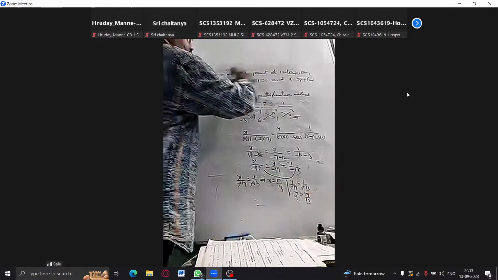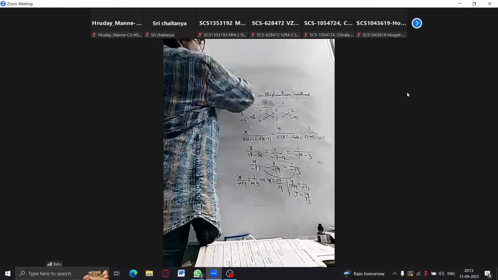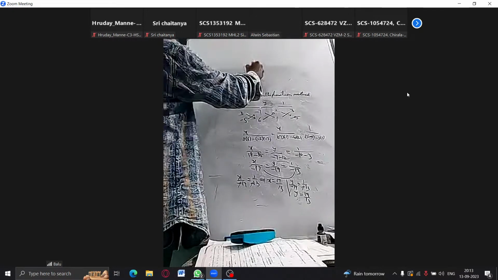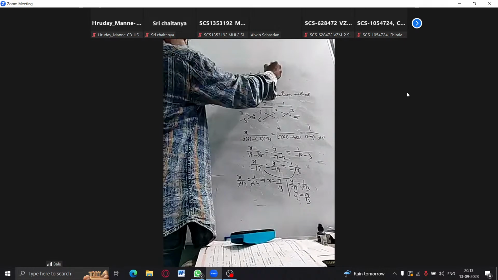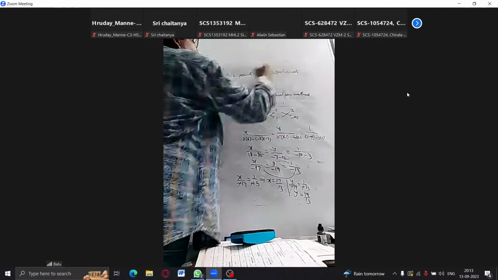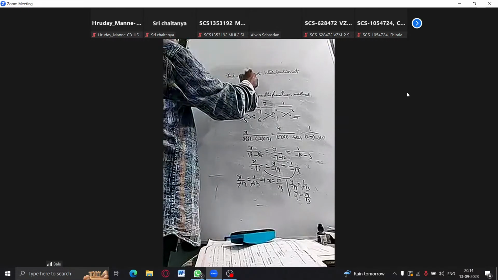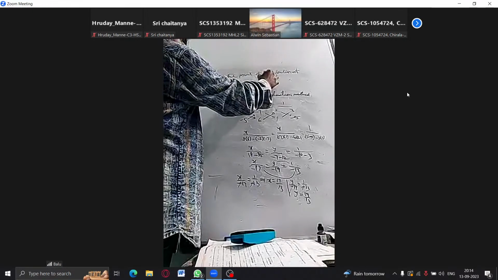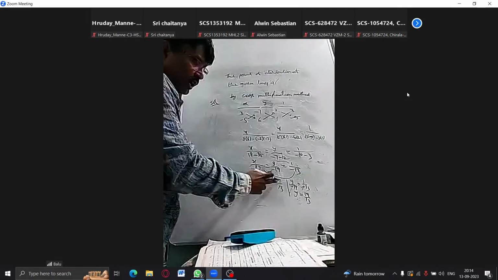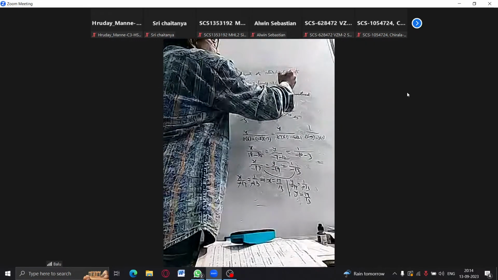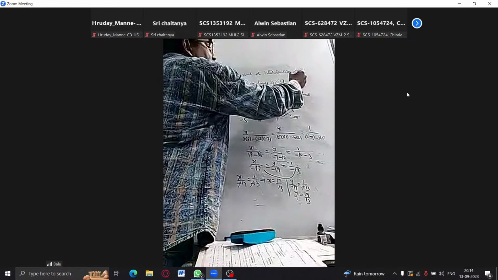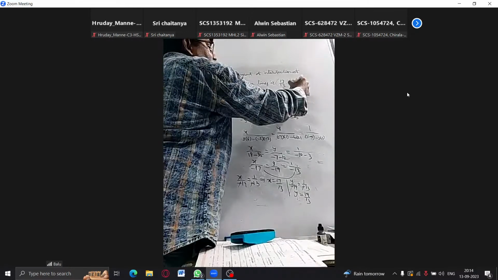So finally, the point of intersection of the given lines is: x coordinate is 17 by 13, y coordinate is 19 by 13. Is it clear?